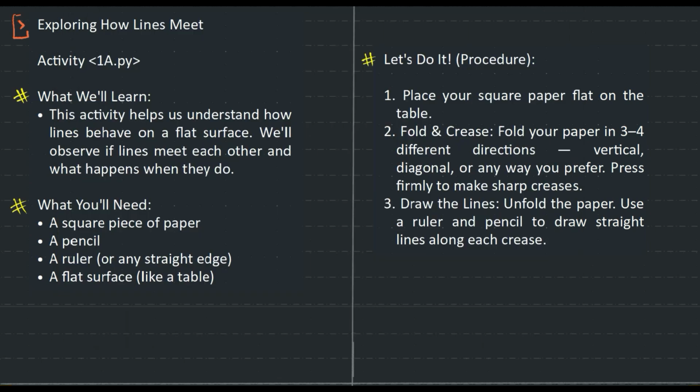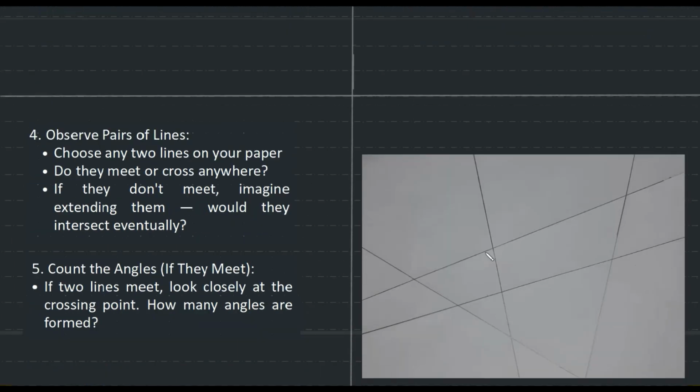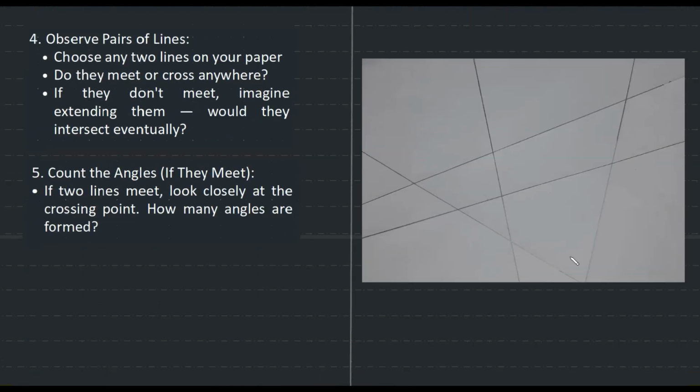So place your square paper flat on the table, fold and crease. Fold your paper in 3 or 4 different directions, vertical, diagonal, and so on. Press firmly to make a sharp crease. Unfold the paper and draw the lines, using a ruler. So basically, once you fold it, you need to take your scale and draw lines like this. So this is me who has done this.